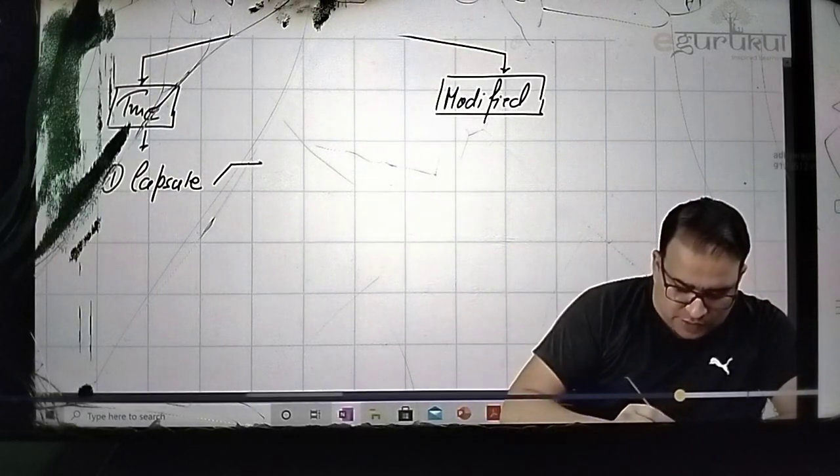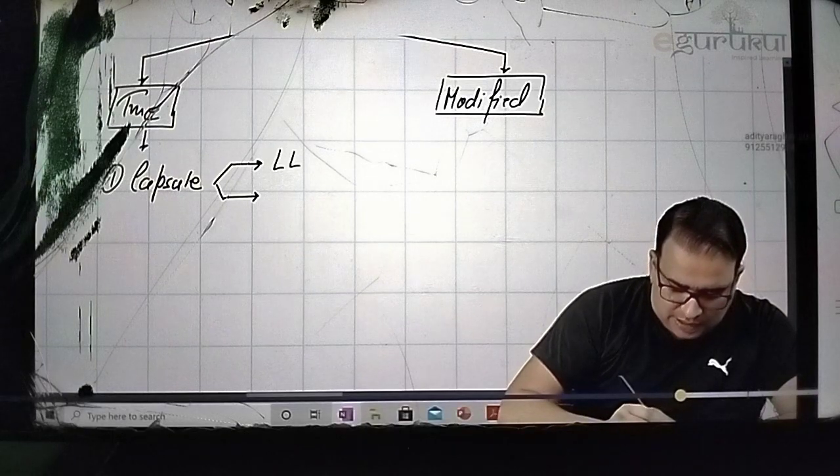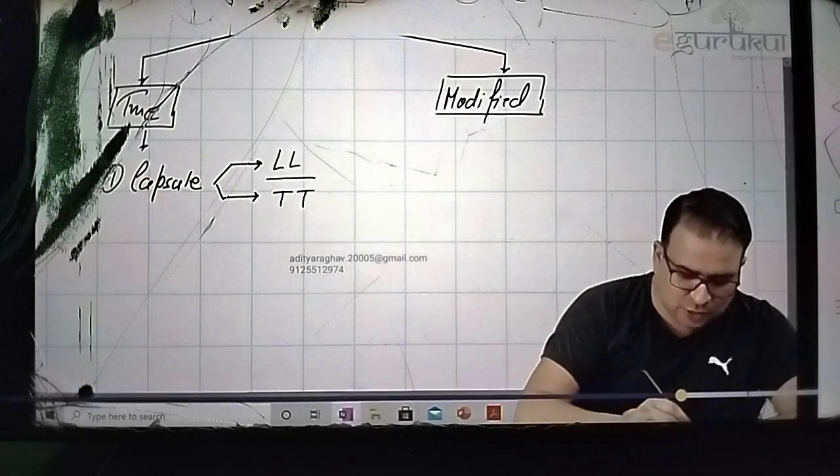Now the thing about the capsule is, there's one very interesting fact which you should write like this: LL upon TT. Keep it like this, it will be easy. LL by TT.